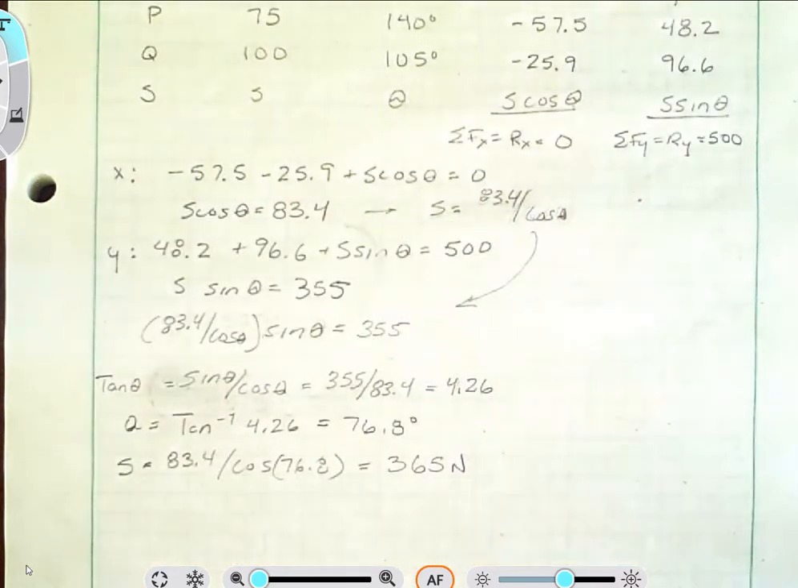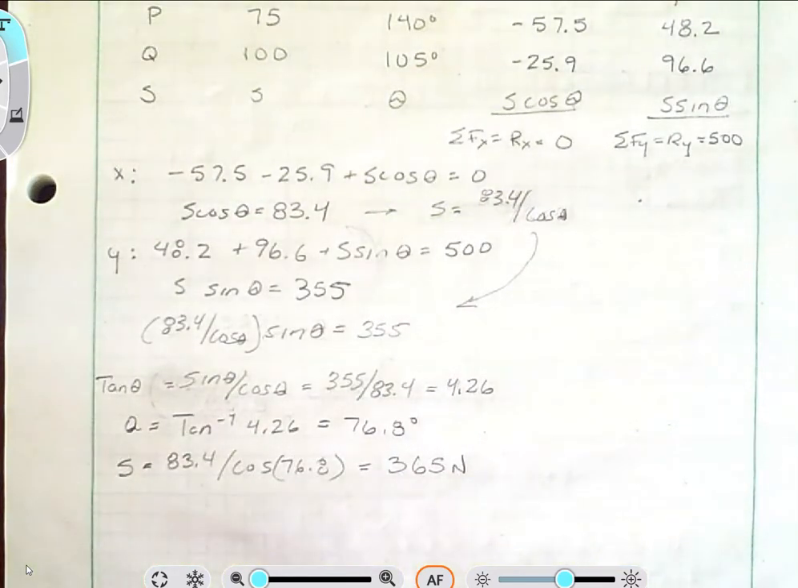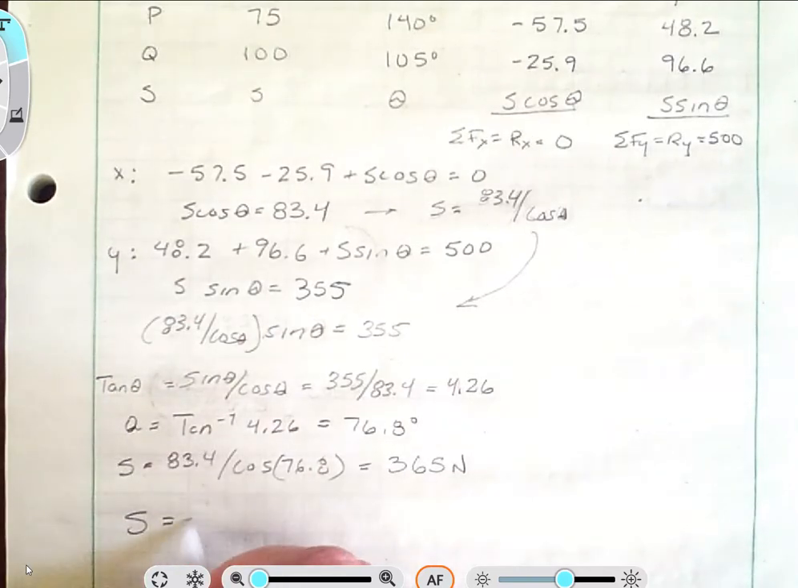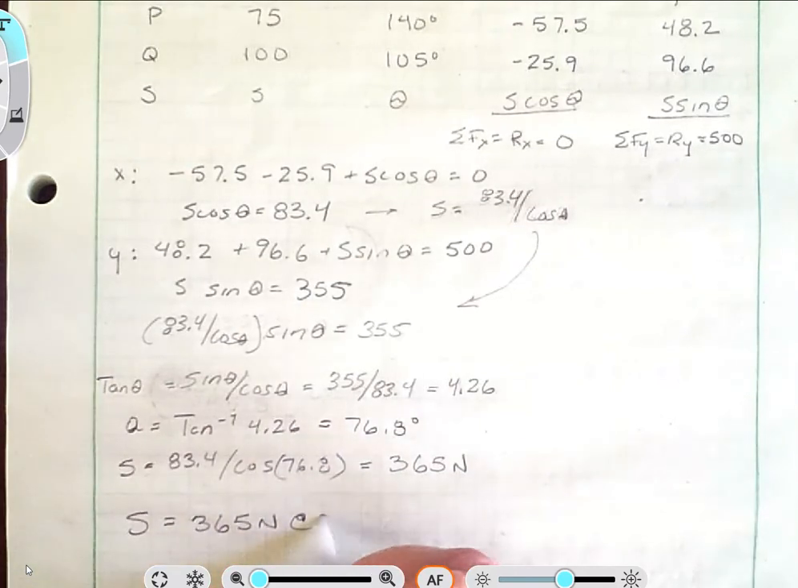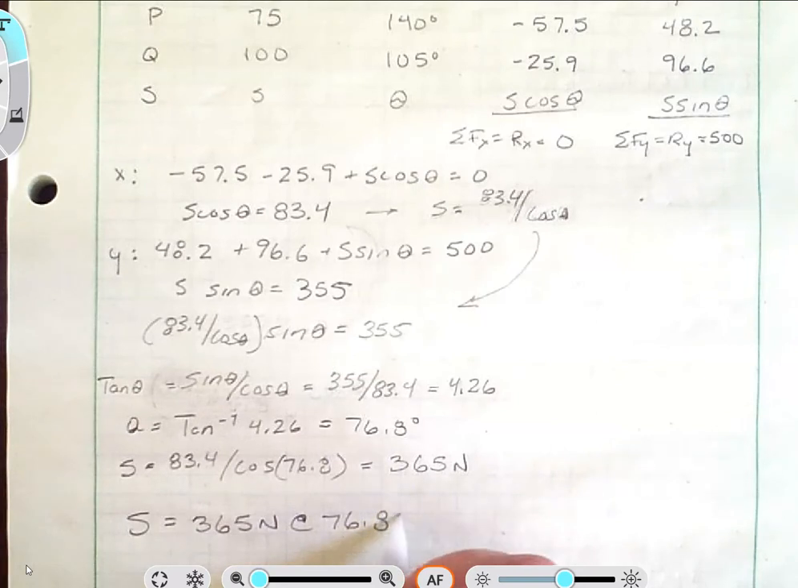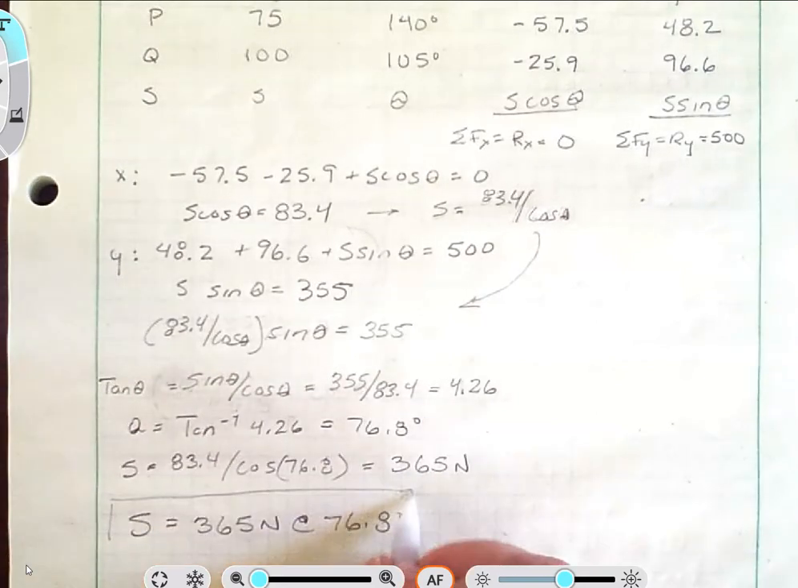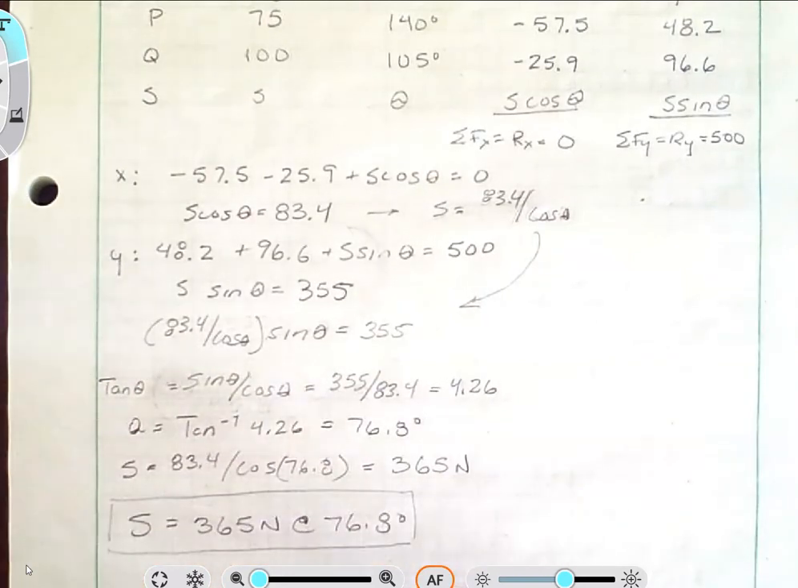All right, so the fact is we have our S. And we can say S is equal to 365 newtons at 76.8 degrees. And there we go. And that's our answer.